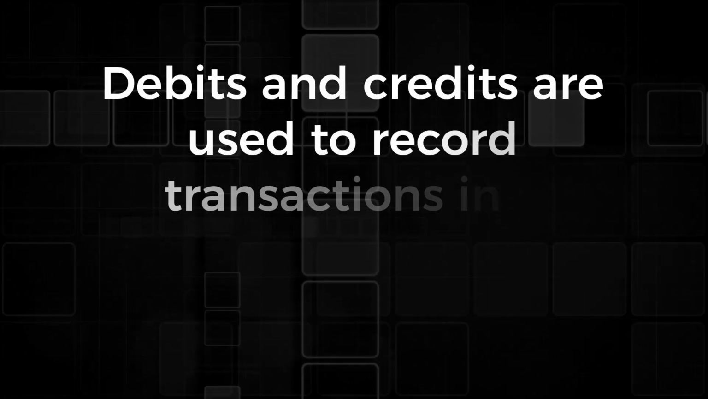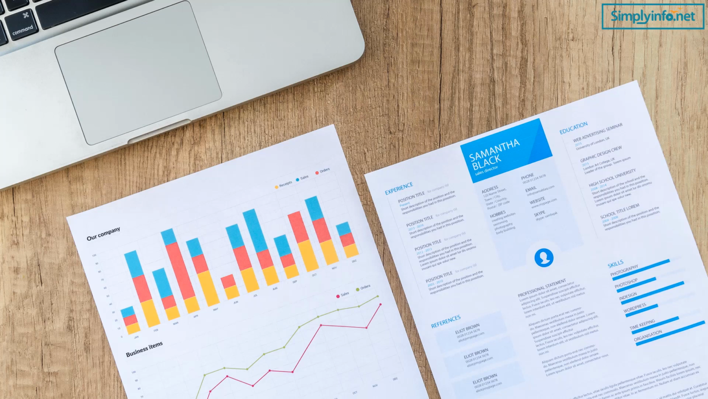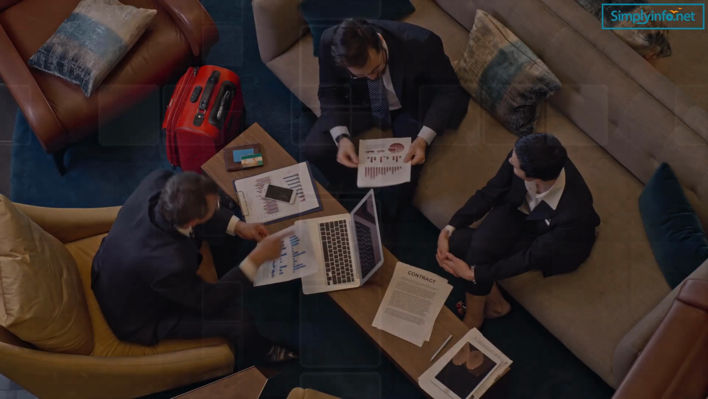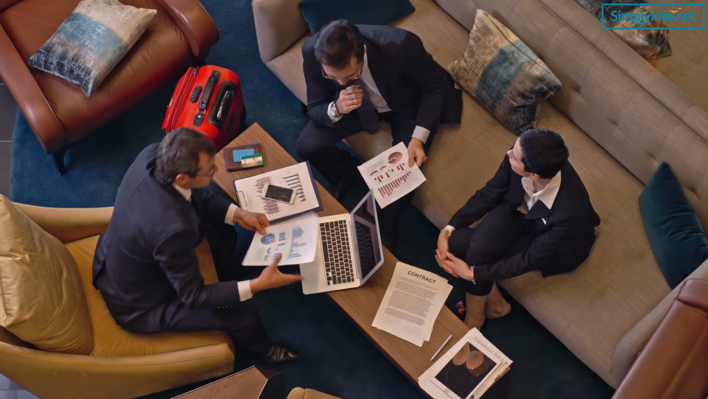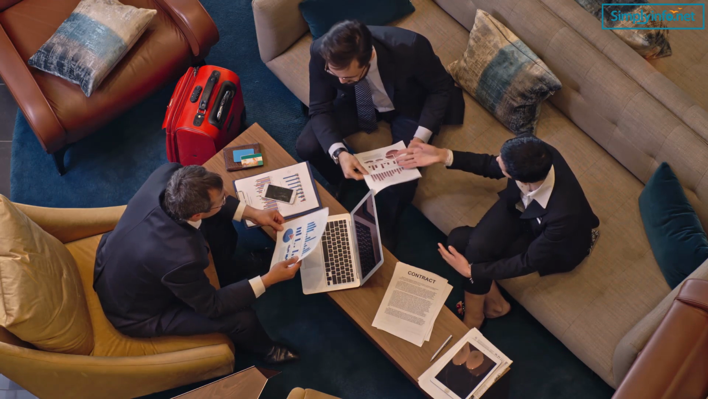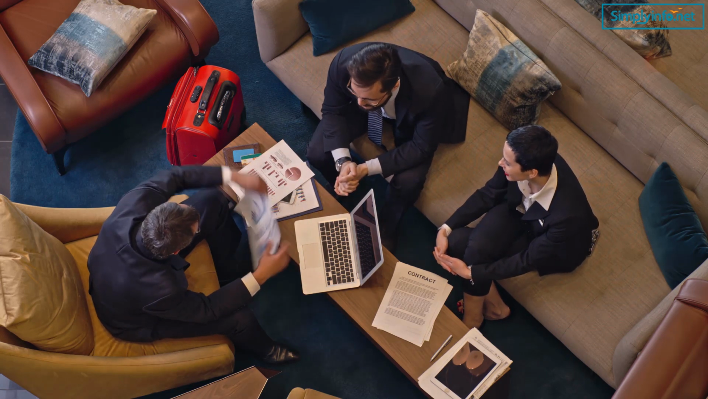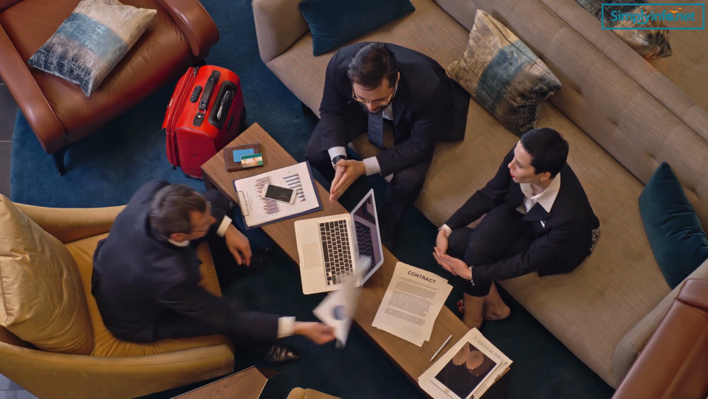Debits and credits are used to record transactions in a company's chart of accounts. A chart of accounts classifies income and expenses. A debit is an accounting entry that increases the asset or expense accounts and decreases liability on a company's balance sheet. A ledger account consists of two sides, a left-hand side and a right-hand side. A debit is on the left and credit is on the right side of an entry. In practice, debit is denoted by DR and credit is denoted by CR.